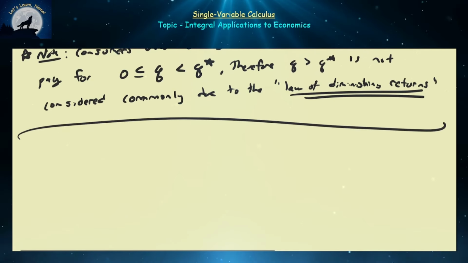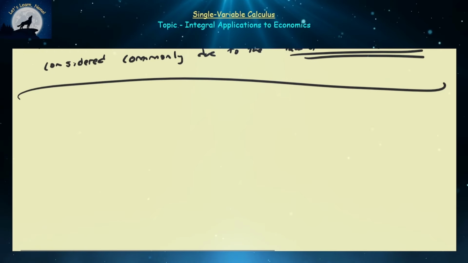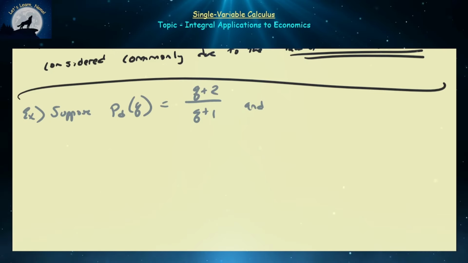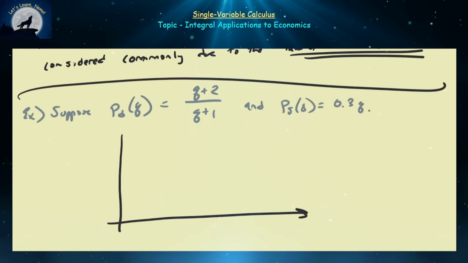So let's go through a quick example that works through all the calculations for these principles we've laid down. All right. So let's assume that we have a demand curve equal to (Q + 2)/(Q + 1), and let's say the associated supply curve for this market is equal to 0.3Q. Right? So the first thing I would recommend you do is sketch out what these curves look like. So take a moment, pause this video, and see if you can give that a try.